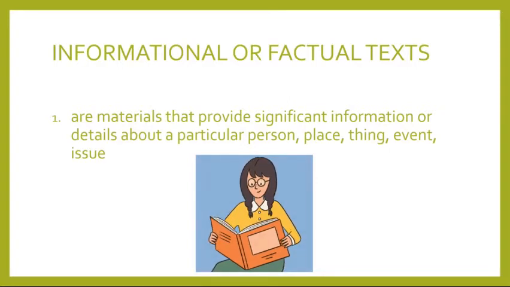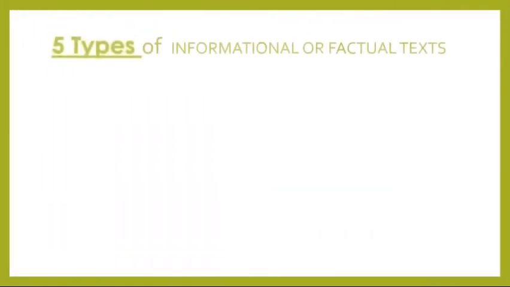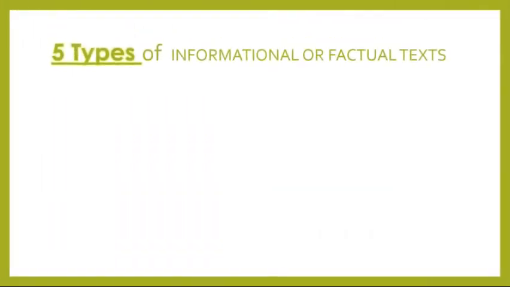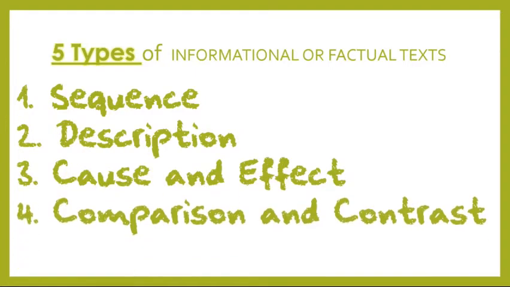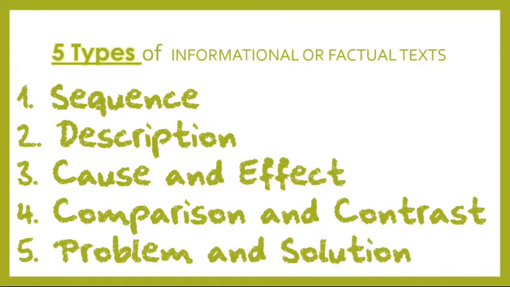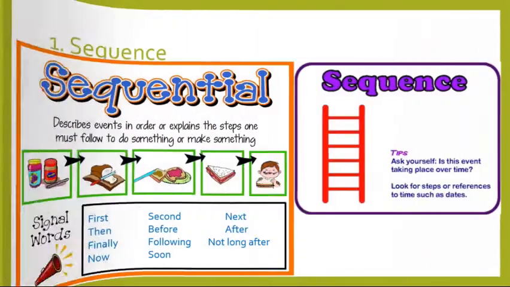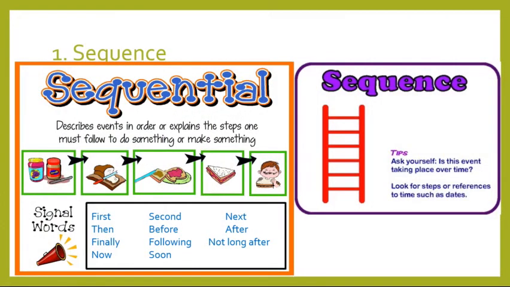So for informational text, we have 5 types of informational or factual text. So what are those 5? First we have sequence, description, cause and effect, comparison and contrast, and problem and solution. So let's go to the first type of informational text. The first type we have is sequence.